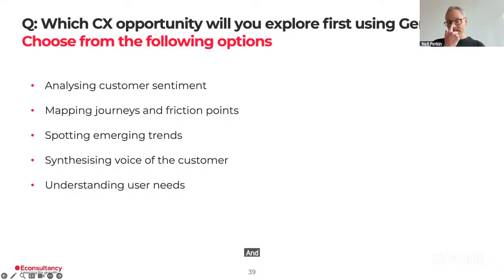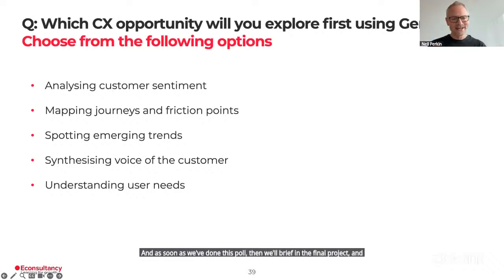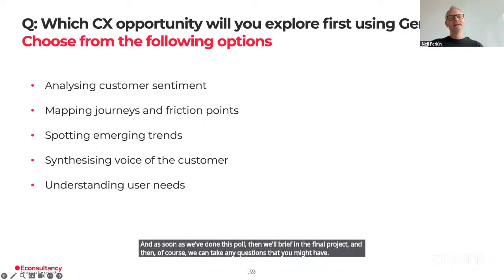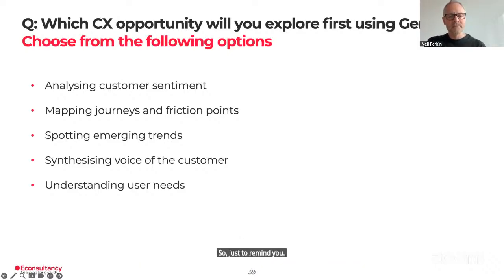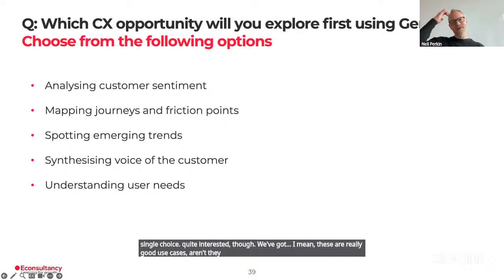And as soon as we've done this poll, we'll brief in the final project. And then, of course, we can take any questions that you might have. So just to remind you, you can pick one of these, I believe. Just choose from those options. Single choice. Quite interested to know. These are really good use cases, aren't they? You probably want to vote for all of them, really. But if you had to pick one, which one would it be?